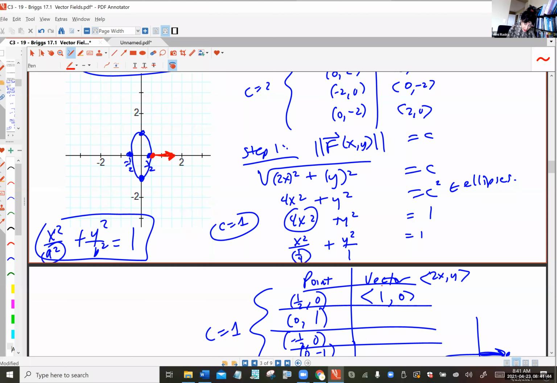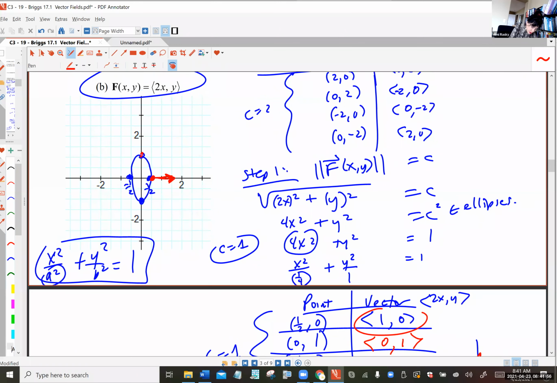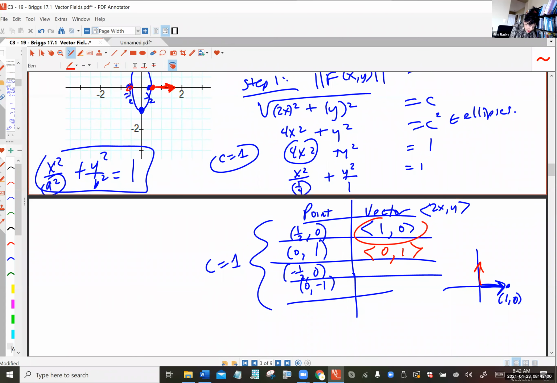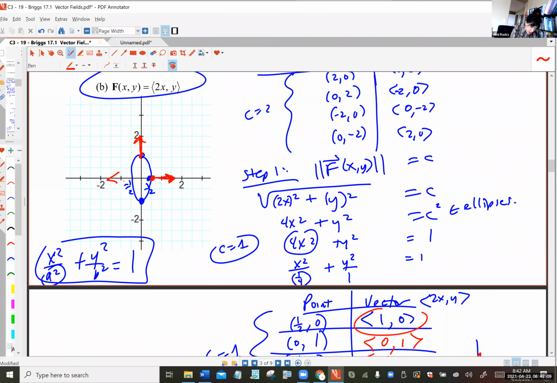So that's the first guy right there. And then (0, 1), the corresponding vector will be (0, 1). And that is a vector that's pointing straight up. And if you move that vector so it's corresponding to the point, you'll have that. And the next point over here on the ellipse, (-1/2, 0), has corresponding vector (-1, 0), and that's pointing to the left, magnitude of 1.